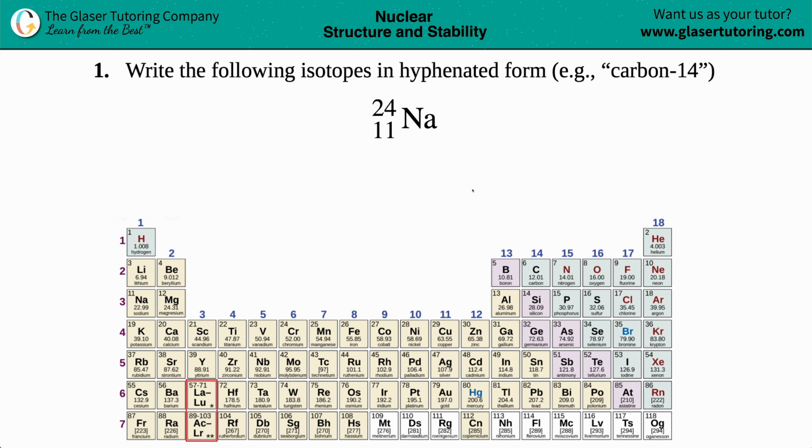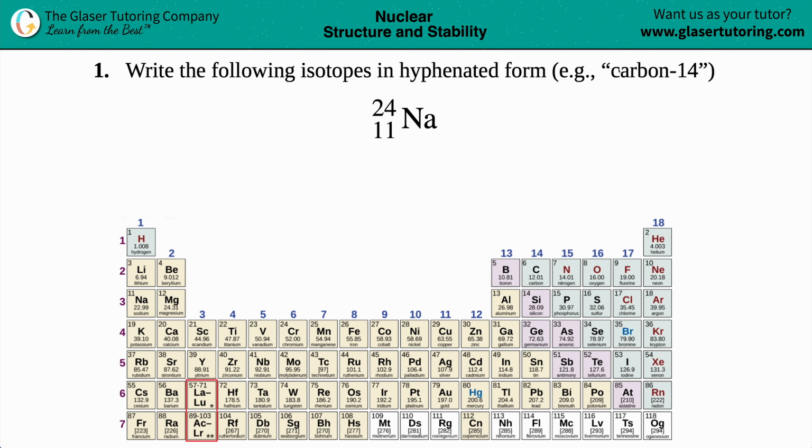Number 1, write the following isotopes in hyphenated form. For example, carbon-14. Okay, so we have this isotope, which is sodium-24 written as 24 over 11 Na. We need to just write this in terms of an element and then a number.